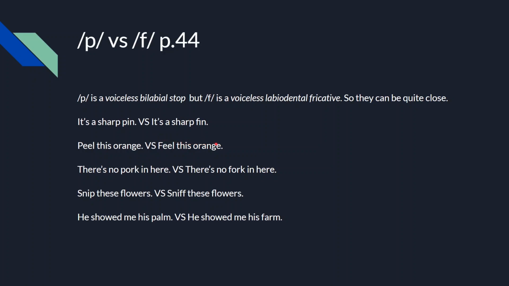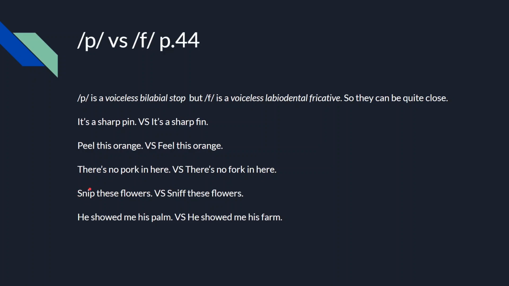Now, the second example, peel this orange, feel this orange. Go ahead and say it. Peel this orange, feel this orange. There's no pork in here. Versus, there's no fork in here. Again, fork and pork are very close in how we pronounce them.